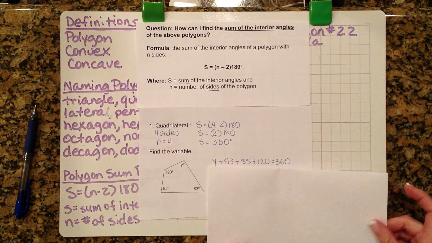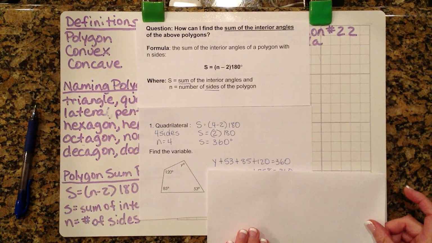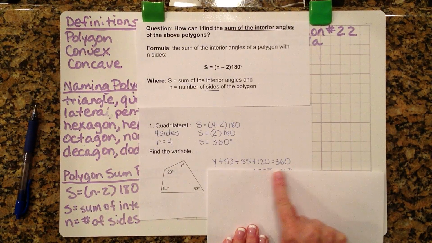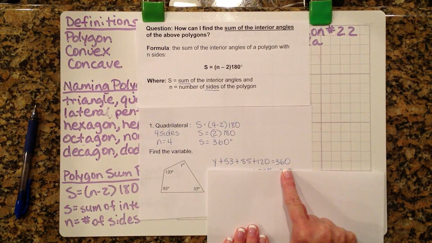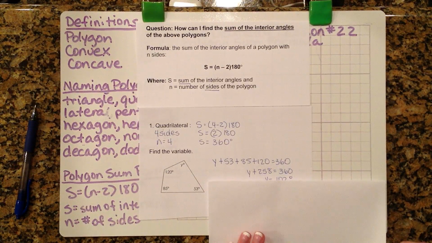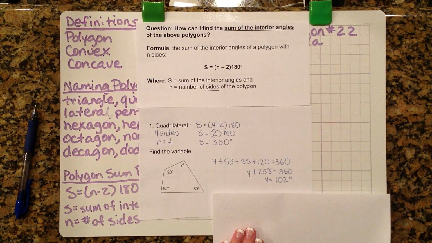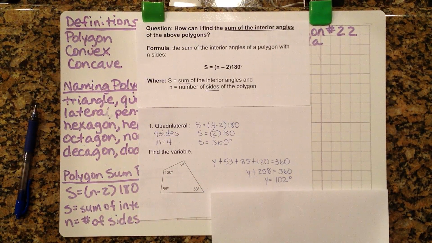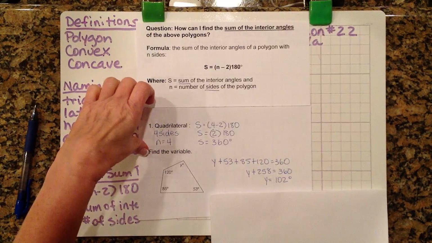We'll just make you a math sentence here. And I go y plus 53 plus 85 plus 120 equals 360. Okay, add that up. I'm doing some algebra now. Subtract 258 from both sides, and I get y is 102. So 102 right there. You do need to know that that is 360 for a quadrilateral. Moving on.